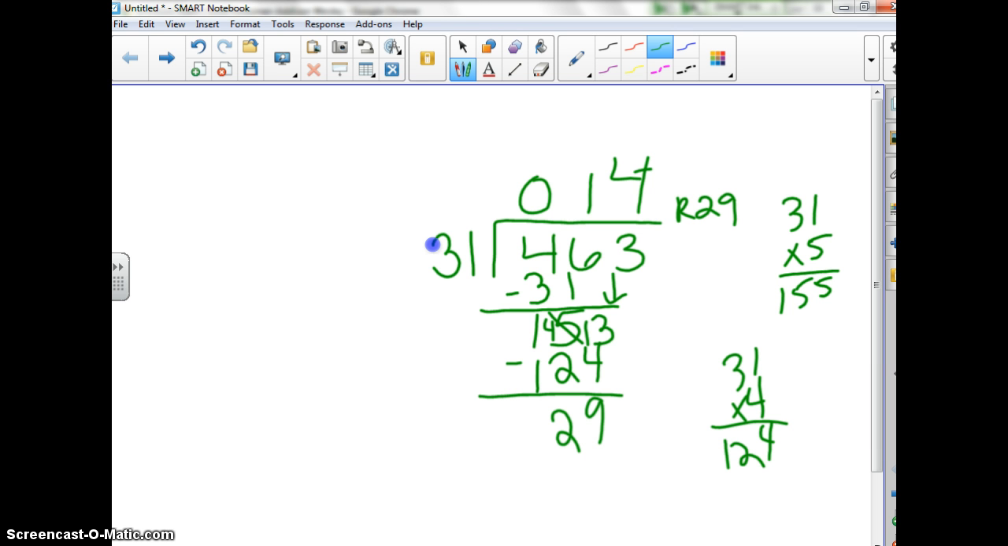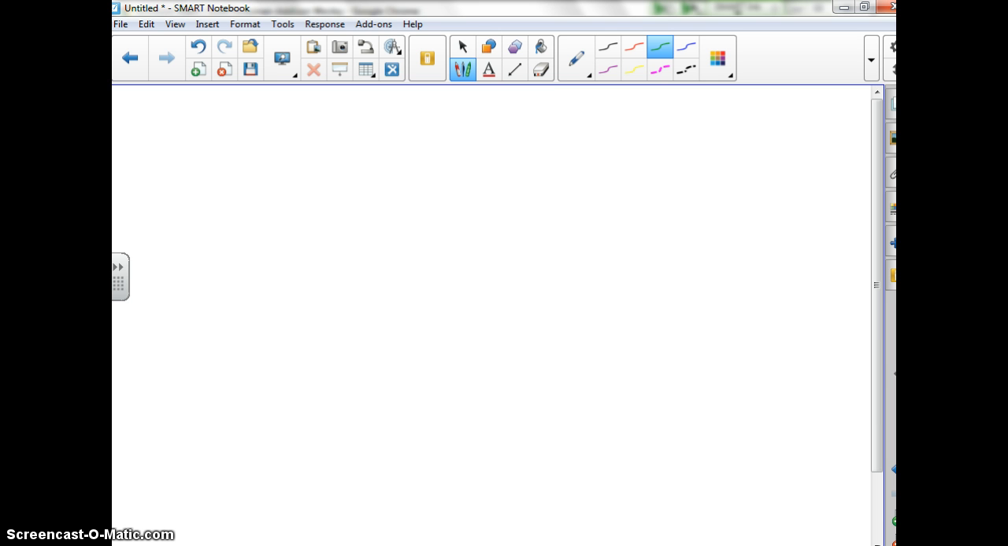Let's clear your page and start a new one. Next problem. I'm going to make this a tougher one. Does 19 go into 4? No. Does it go into 42? Yes. Okay, now when you look at the number 19, what do you know it's pretty close to? 20.